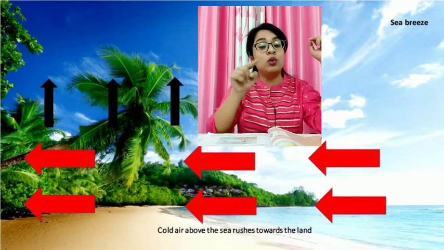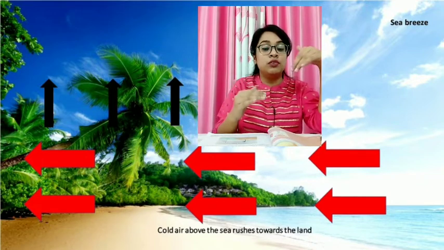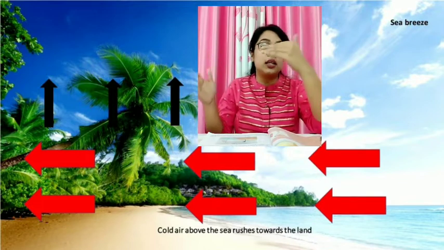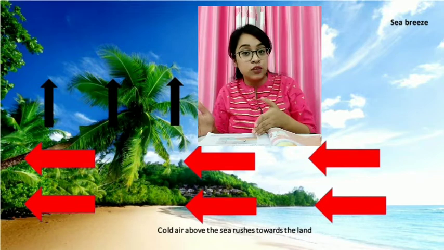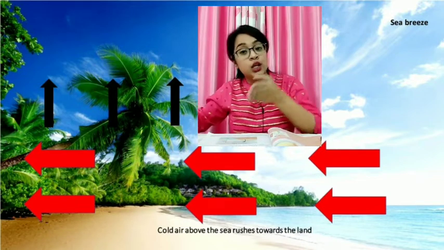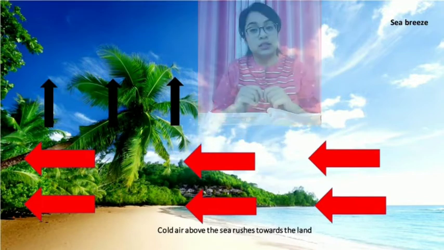So whenever we go to a seashore during daytime, we will find that it is always breezy. And the movement or the direction of the air or the breeze will be from the sea to the land. This type of breeze is called sea breeze.